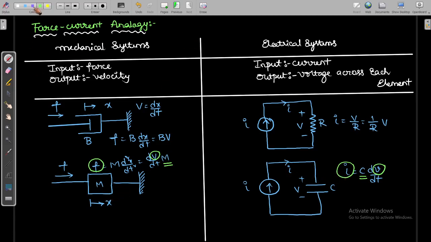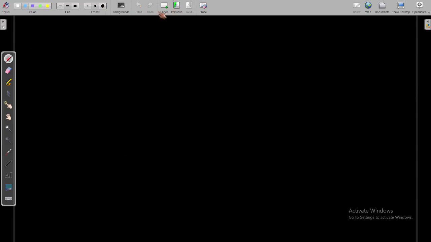Next we will consider another element. So let us take another element. Whenever you connect this spring constant on this side, there will be a displacement x for this, and there will be a spring constant k.